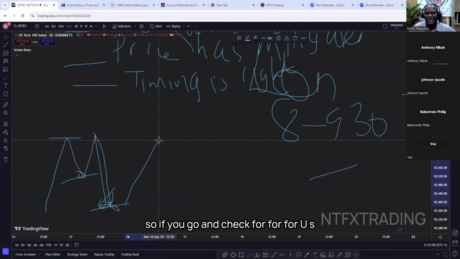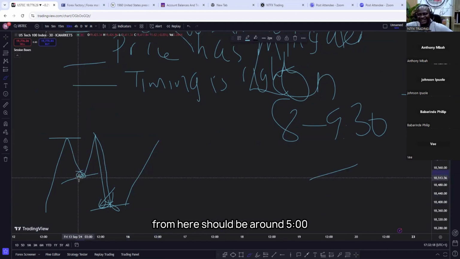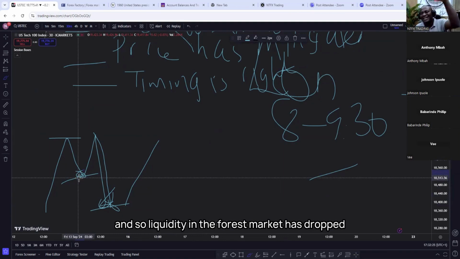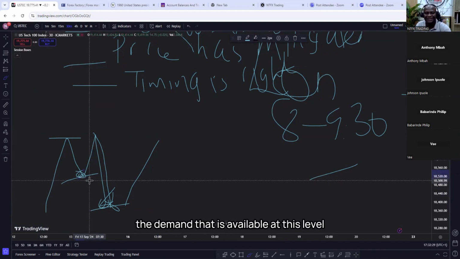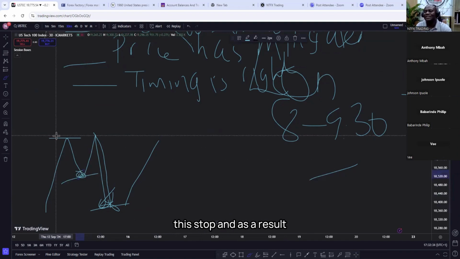If you go and check USD related pairs, you will see that the time this market is going up from here should be around 5 o'clock. Why is it 5 o'clock? At that time London and Europe have closed, so liquidity in the forex market has dropped. Since the liquidity has dropped, the demand available at this level is not enough to push the market to break this top. As a result, for it to continue to be bearish, it must take that level as fake demand. This is the psychology behind the formation of the fake demand concept.